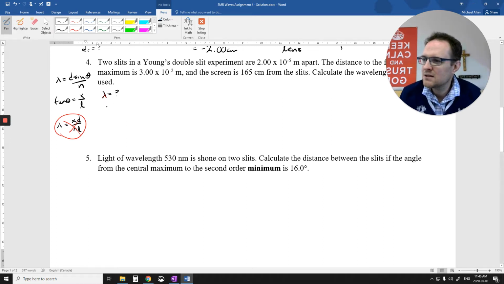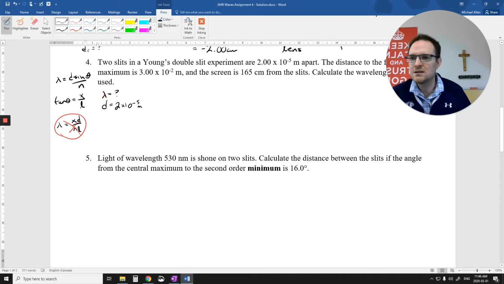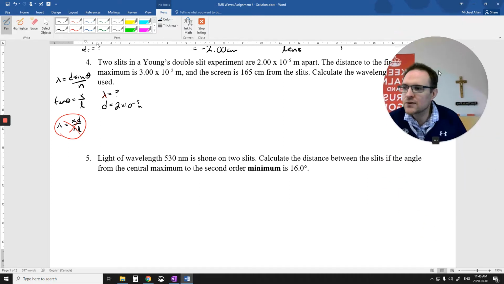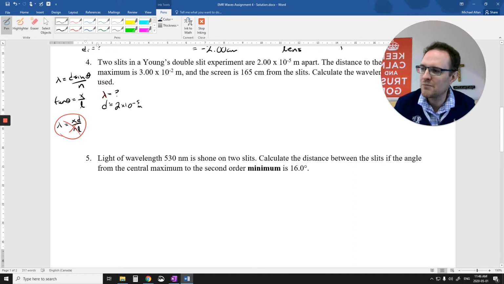We know that the slit distance is 2 times 10 to the negative 5 meters apart. That's good. The distance from the first order maximum, which remember, maximums are the antinodes or the bright spots. The first order means number 1, and the maximum distance would be x, so 3 times 10 to the negative 2. What else do we know? Well, it tells us the screen length here is 165 centimeters, so 1.65 meters.